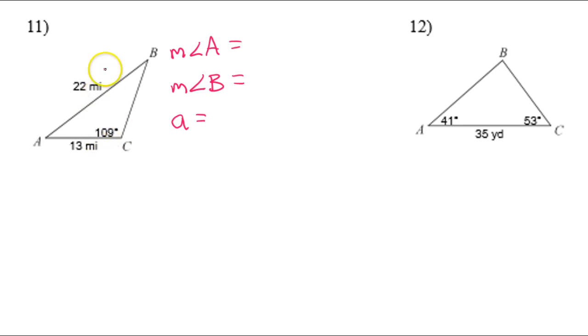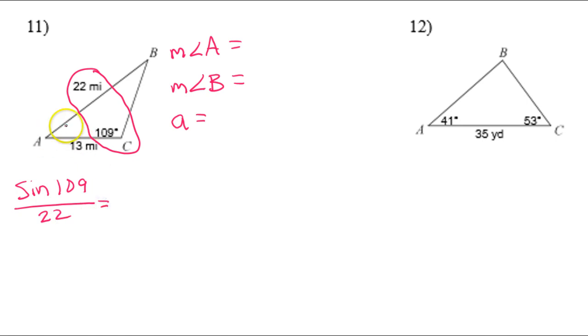So what we definitely have is this, all right? We have an angle, and then we have the side that is across from that angle. So for the law of sines, we will certainly be using that ratio. So we can say the sine of 109 over 22 should equal each of the other ratios. So we'll definitely start with that.